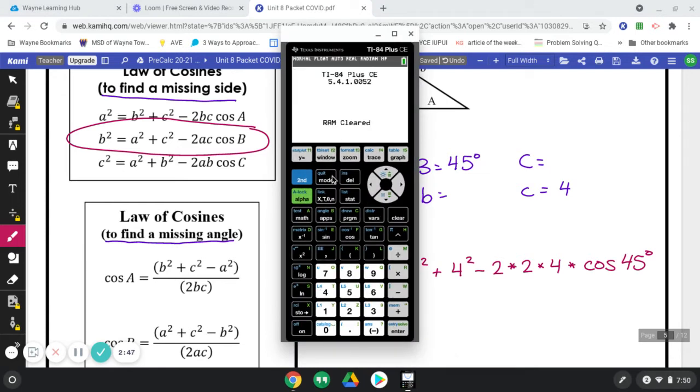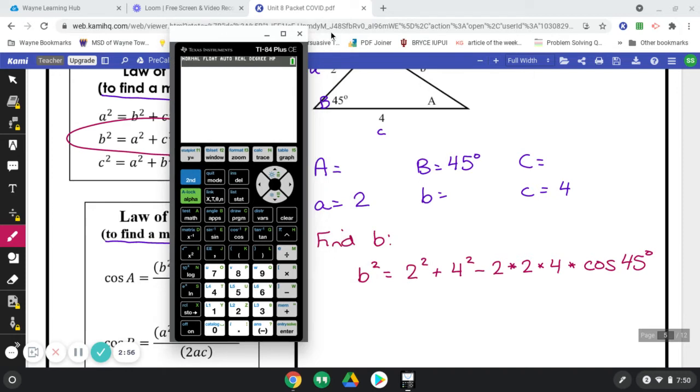Okay, so make sure your calculator is in degree mode. So go to mode, scroll all the way down to degree, make sure it's in degree mode, and then we can type this in. So 2 squared plus 4 squared minus 2 times 2 times 4 times the cosine of 45. Be careful, most of the mistakes that happen here happen in a calculator. So just double check to make sure you have that exactly correct and hit enter. And that's our answer for b squared.